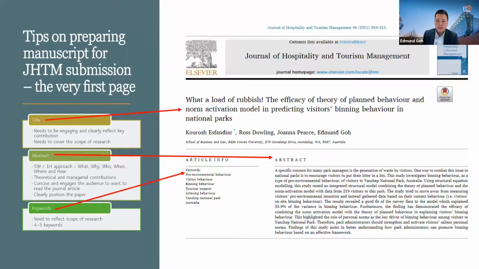The last thing you want is very generic keywords such as tourism, hospitality, or tourism management. It doesn't signify anything. So that's the very first tip: on the very first page itself, have a catchy, engaging title, a good, strong abstract, and clear keywords that really identify and position what your paper is about.